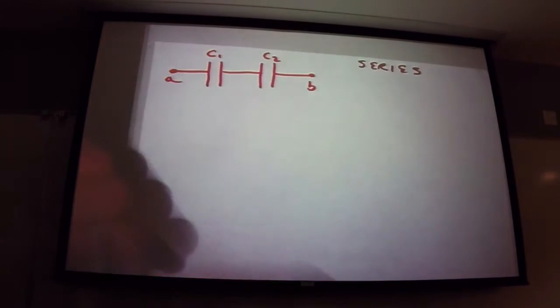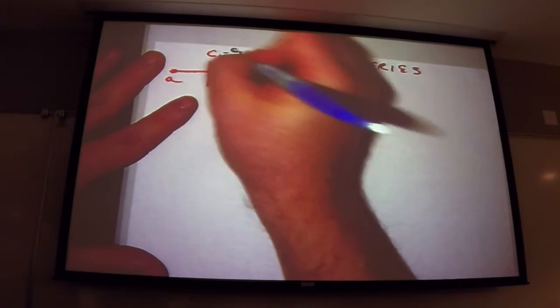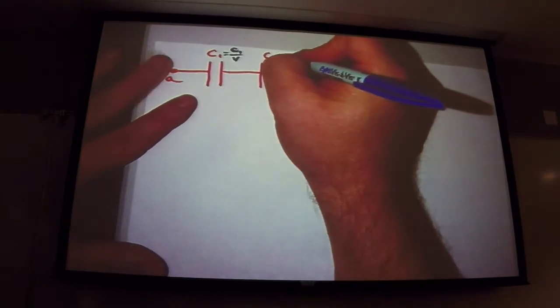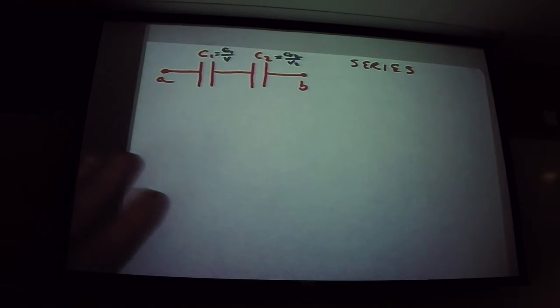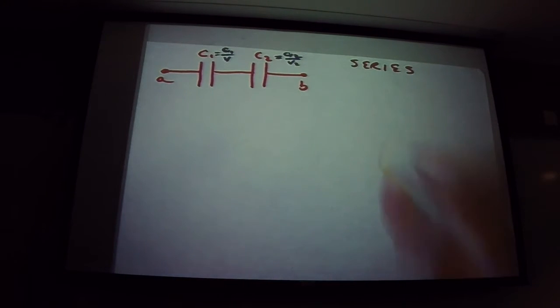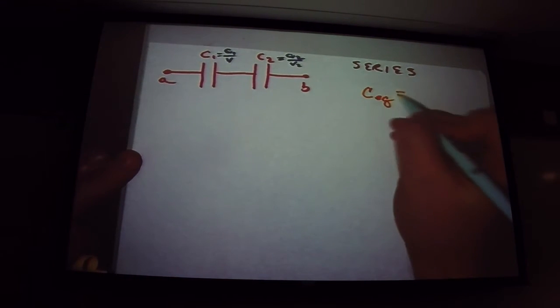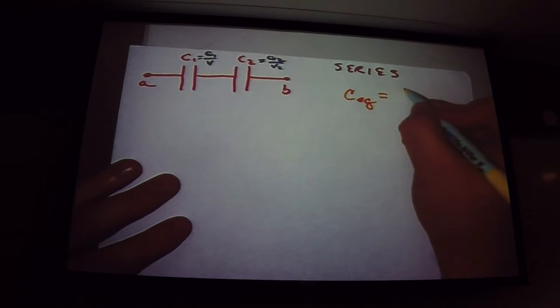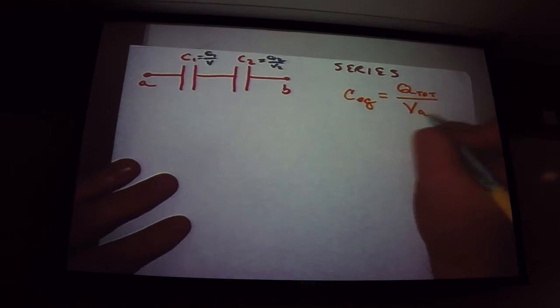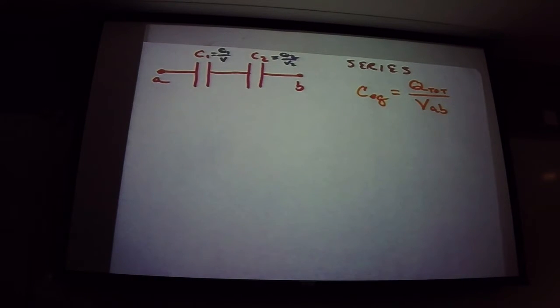Once again, our C1 is equal to Q1 over V1. Our C2 is equal to Q2 over V2. And our C equivalent, the thing we're going to be looking for, is equal to Q total divided by the voltage between points A and B. All right, this time I'm not giving you a choice. I'm looking at the voltage first.